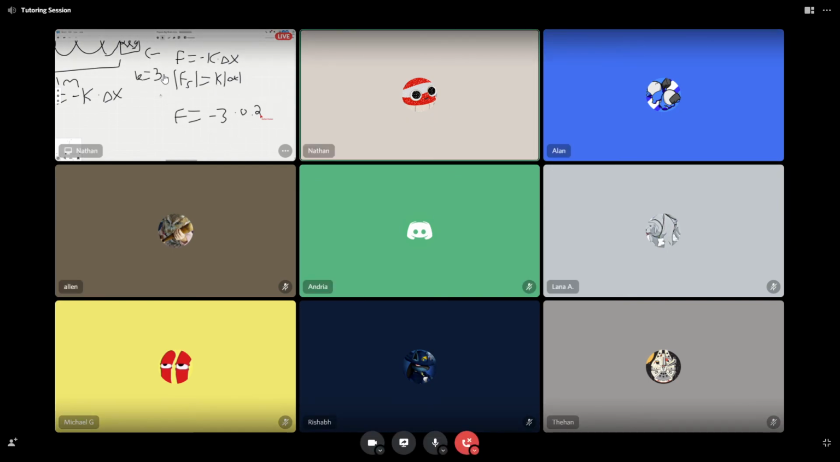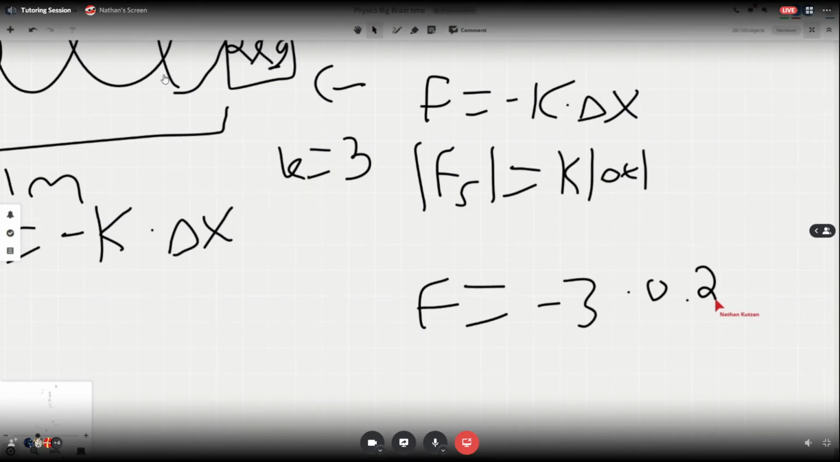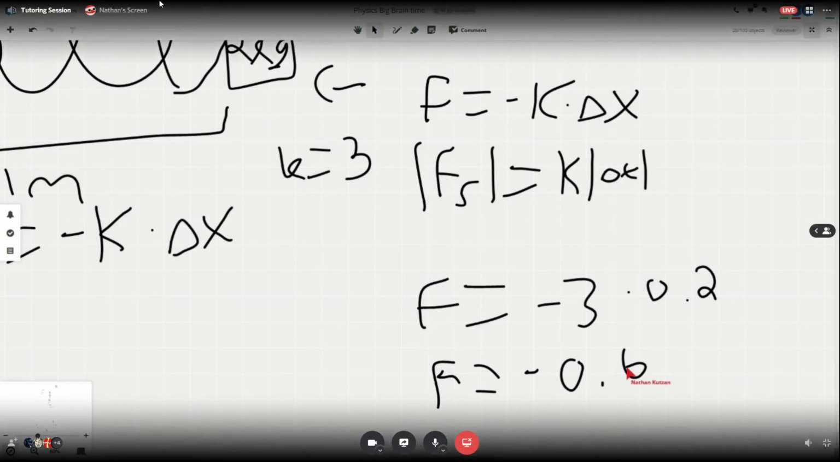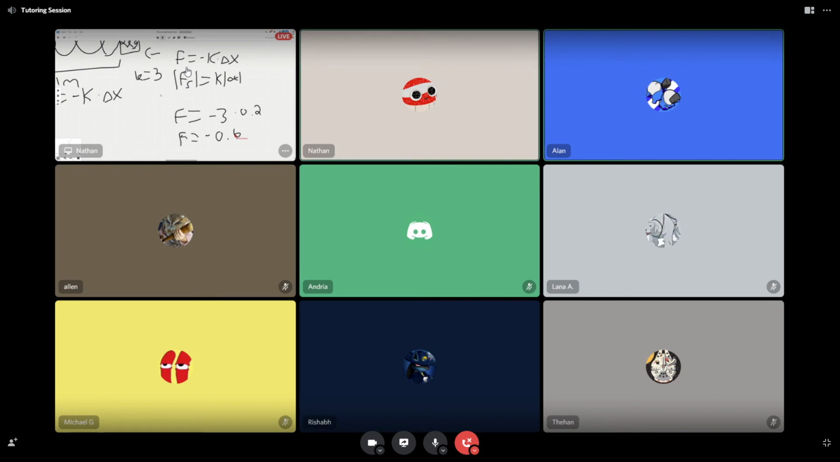Okay. So as we said earlier, this is going to be negative 0.6, if I'm not mistaken. Right, Alan? Yeah, it'd be -0.6. Okay. So does everyone understand how we got the force there? I think a better way to say it is: does anyone not understand? Does anyone have a question?